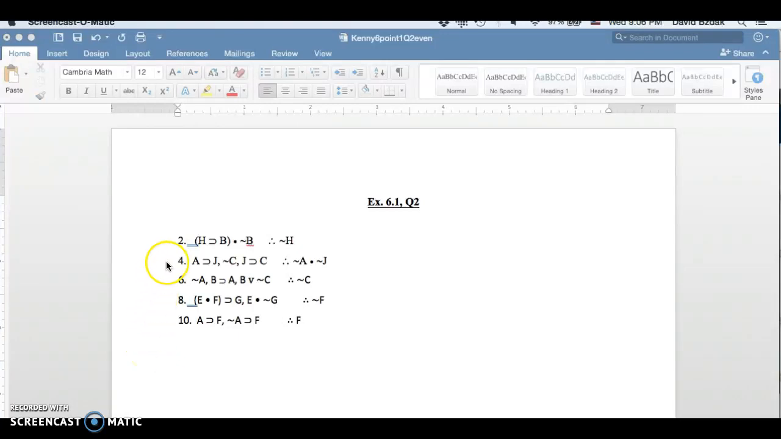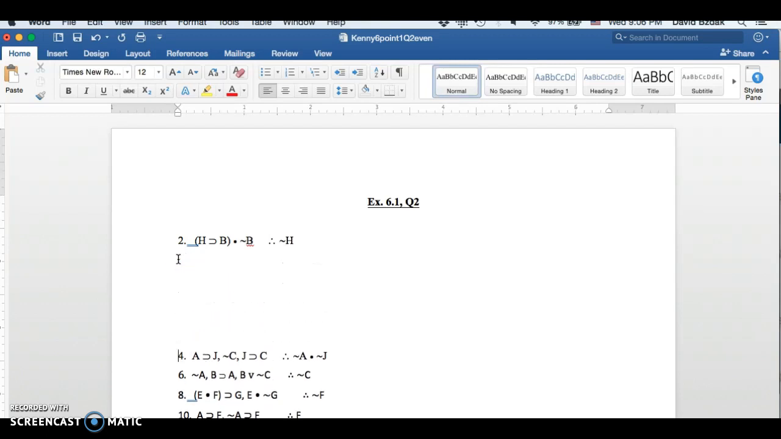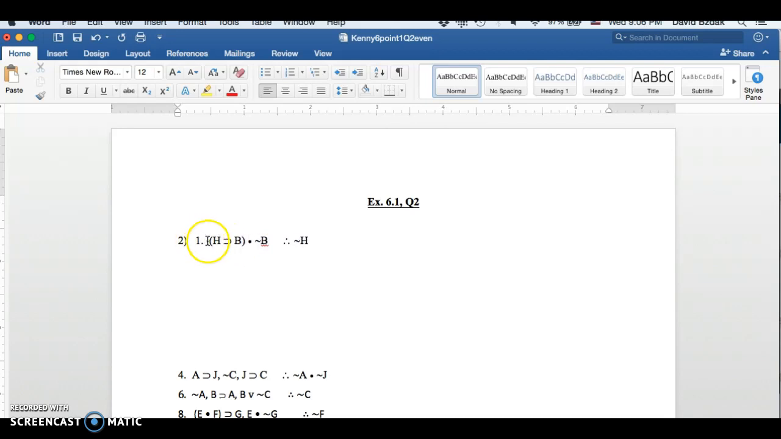Okay, this is exercise 6.1 Q2. I'm going to do some of the even numbered problems to give you a sense of how to use the derived rules. Start with number 2. As you can see, number 2 has just the one premise, and then our conclusion is not H.